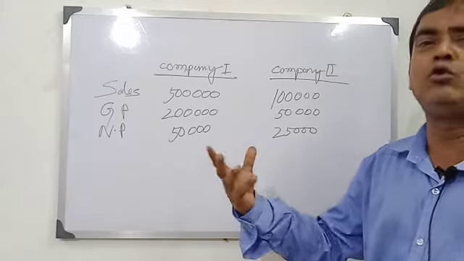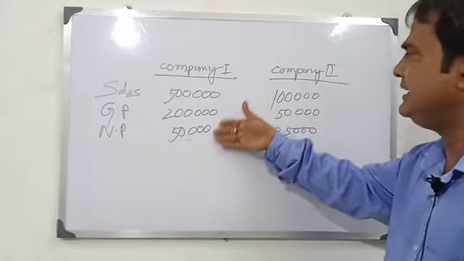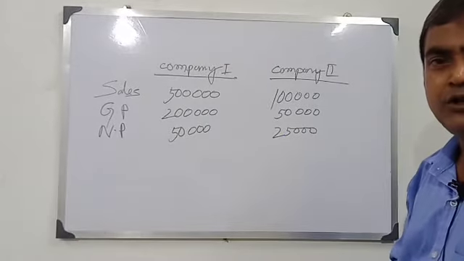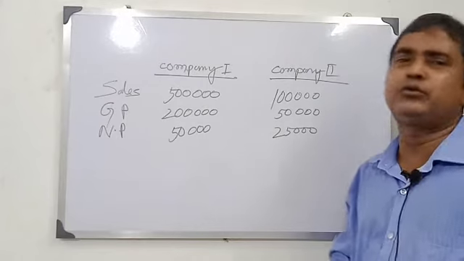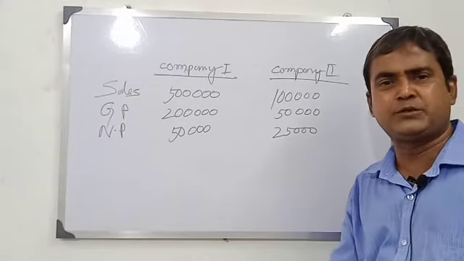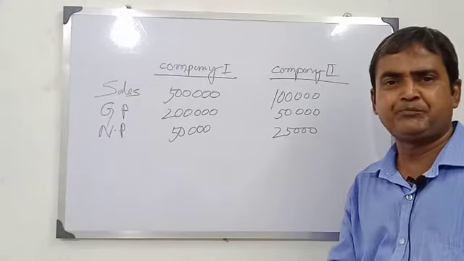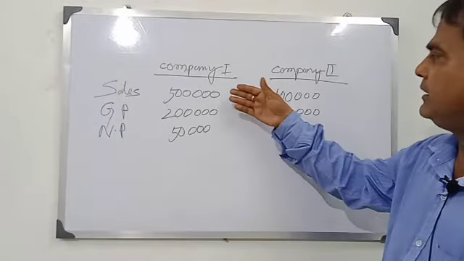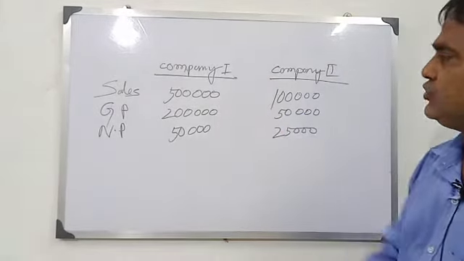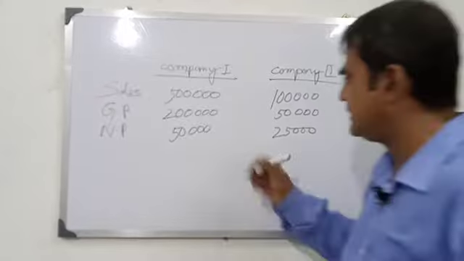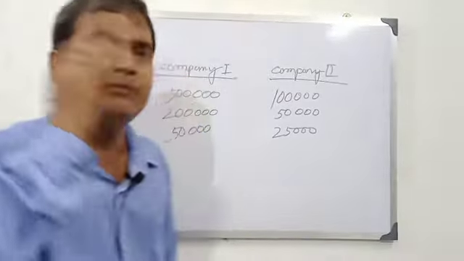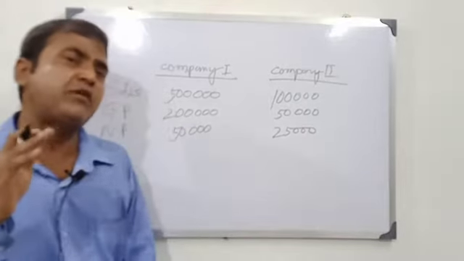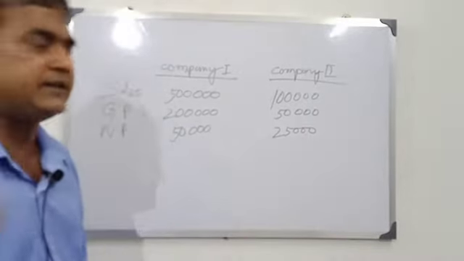I will say no, because as soon as I see the figures, I will try to find out the GP ratio and NP ratio. Whenever we compare, the GP ratio means gross profit divided by turnover or revenue from operations, into 100.